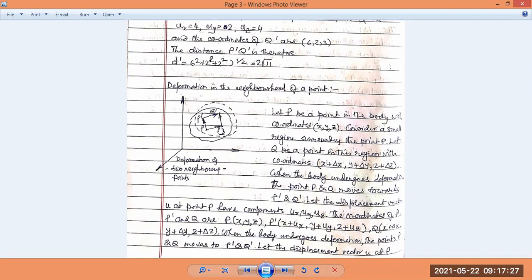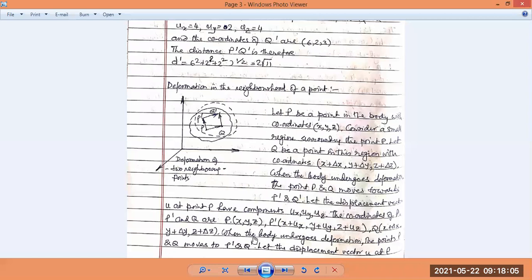Now, let the displacement vector be u at P. Let us consider first the point P. What is the displacement vector u at point P? Let us have ux, uy, and uz as the displacement vector. It means if point P is displaced to P dash, the components of this displacement along the x, y, and z axes are given by ux, uy, and uz, and that is the displacement vector u.